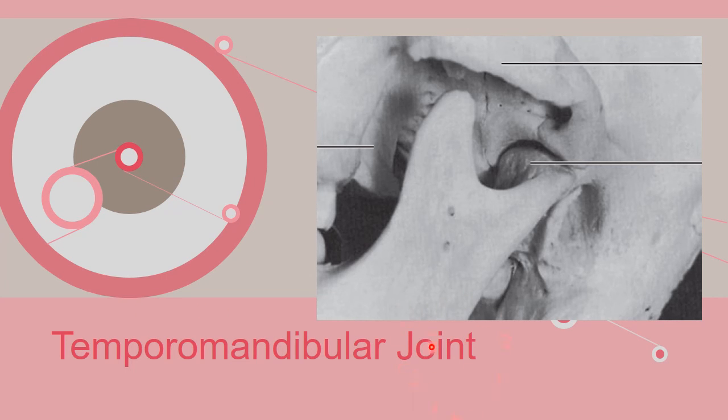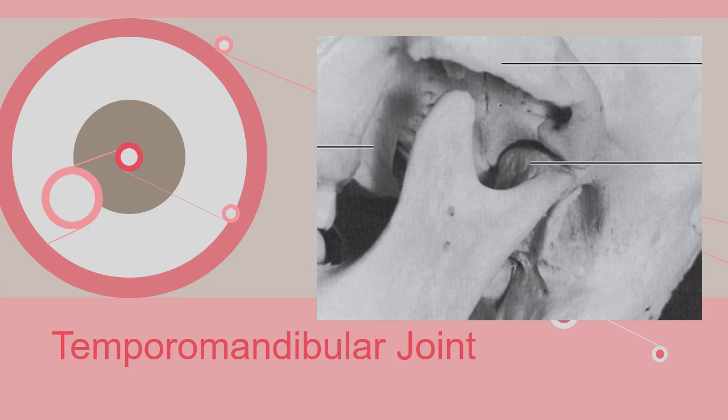Joint or articulation refers to a connection between two separate parts of the skeleton. The temporomandibular joint, or the TMJ, is an articulation between the temporal bone and the mandible. But exactly what parts of these bones form the TMJ, we'll discuss in the next slides.